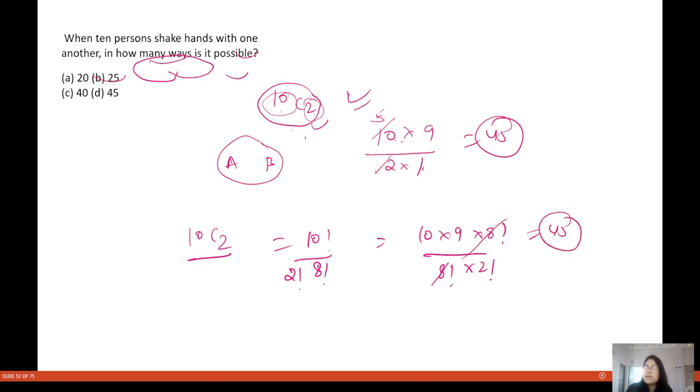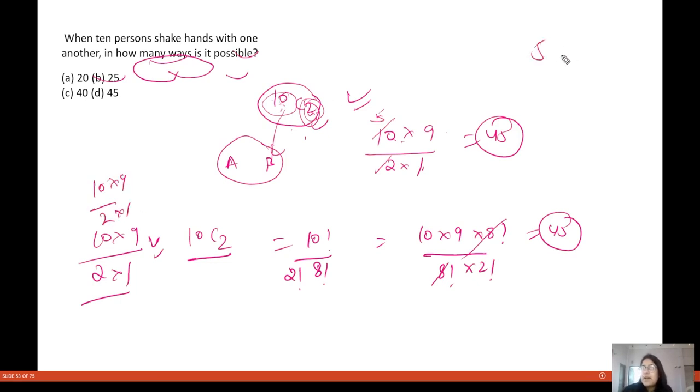So basically, whenever we are doing factorials, how many times are you going to open this? 10 into 9 divided by 2 into 1, this many times you are going to open this. Whatever is given, you have to open the factorial that many times. So 10 into 9 divided by 2 into 1.